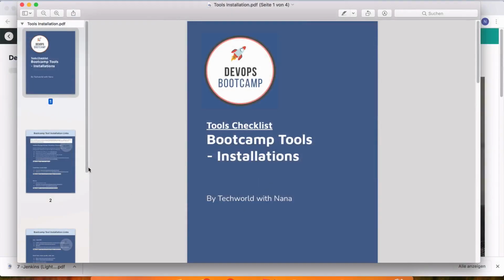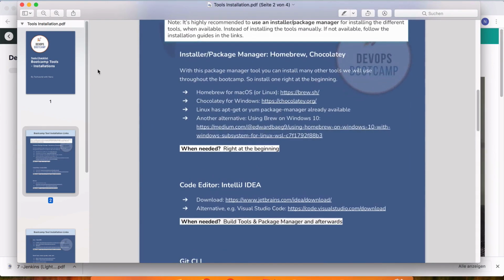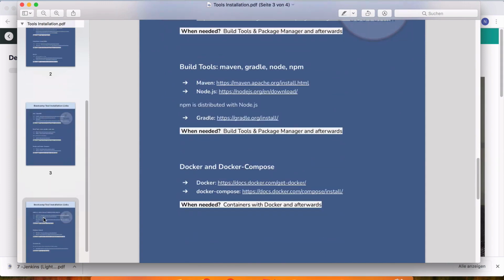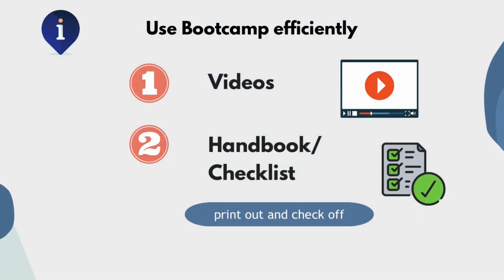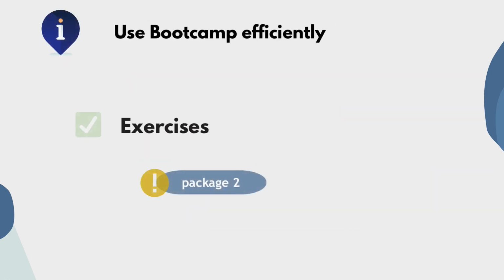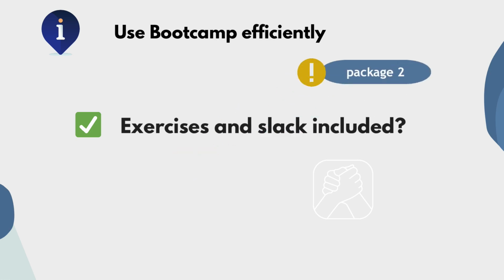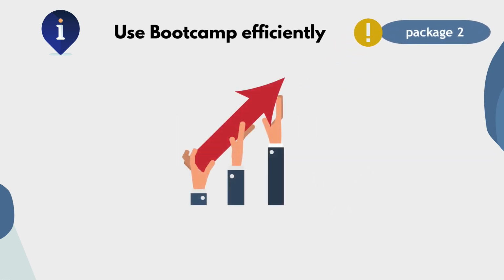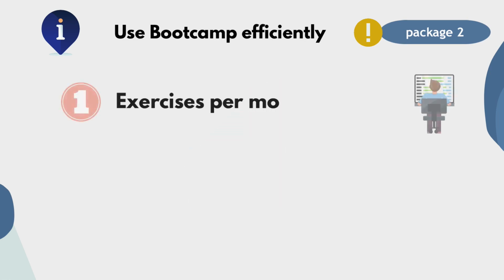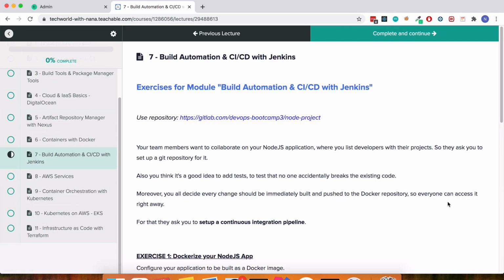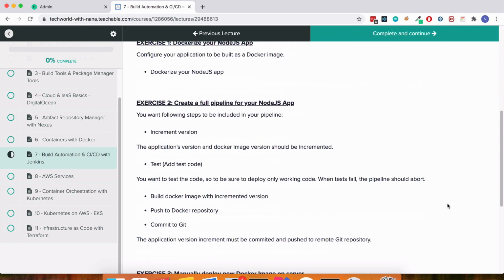We have also created separate checklists for all the tools you will need to install and work with during the bootcamp, with download and install links. So you can use that as reference too. Now, if you have exercises, support, and Slack community included in your package, then you have 3 additional things to accelerate your learning. First, when you're done with the module, you get a list of exercises for that module you can work through to get even more hands-on practice with the technology.